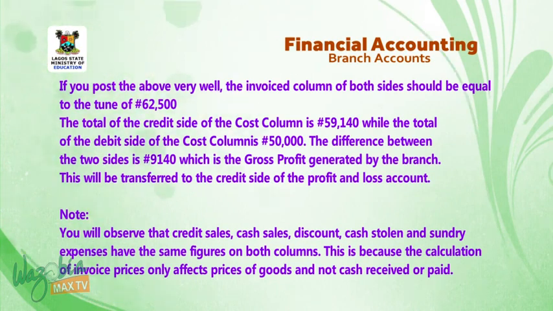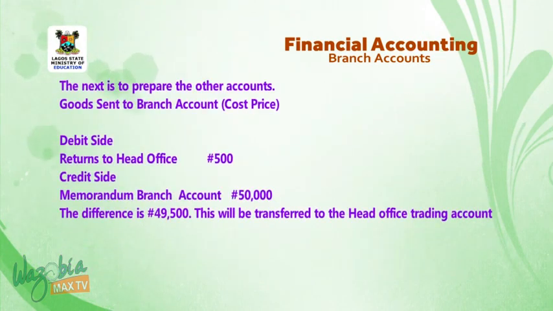This will be transferred to the credit side of the profit and loss account. Note: you will observe that the credit sales, cash sales, discount, cash stolen, and sundry expenses have the same figure on both columns. This is because the calculation of invoice prices only affects prices of goods and not cash received or paid. The next is to prepare the other accounts.